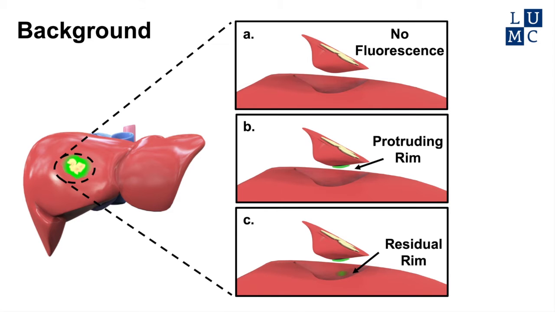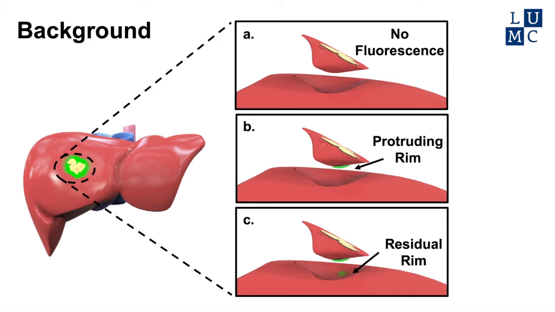In our workflow, we use this fluorescent rim to predict the tumor margin in vivo. For example, in the top figure, no fluorescent signal is present in the resected parenchyma, indicating a tumor-negative resection. In the middle image, a fluorescent signal is present in the parenchymal side of the specimen produced by a protruding fluorescent rim, indicating a potential tumor-positive margin.